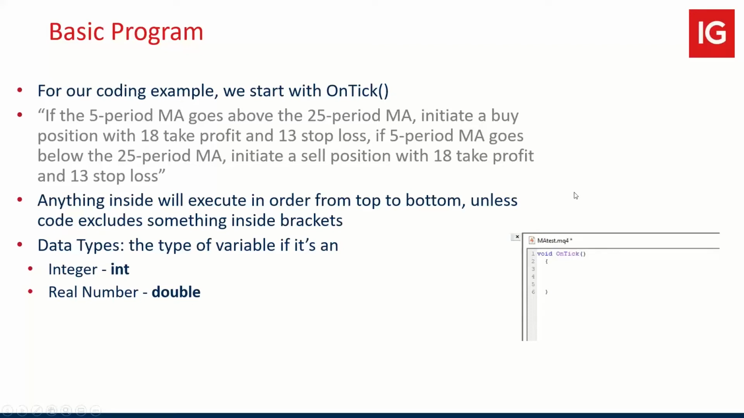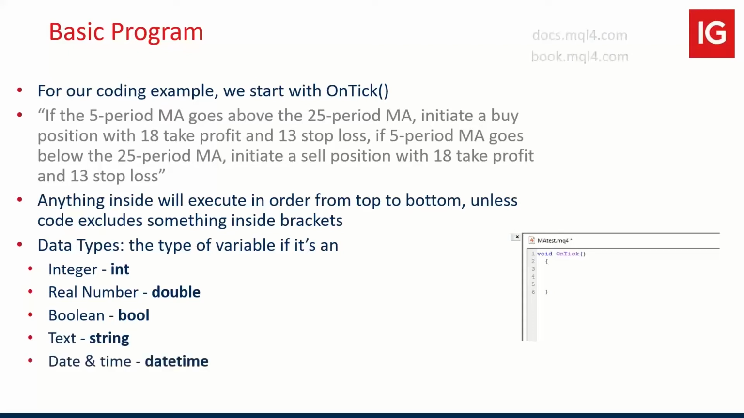But double is when you're using something with decimal places, or a real number. So a moving average, it's not going to be 120, it's going to be 120 point something something. So we're going to need to classify it as a double. You've got a Boolean variable, and that's if it's true or false. And you've got text if it's a string, and then you've got date and time.